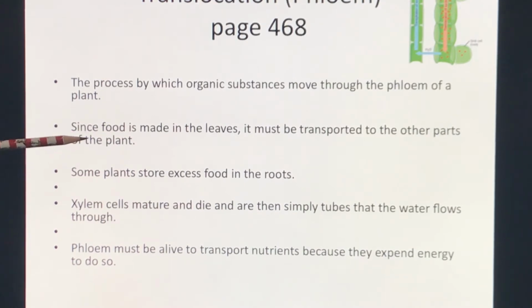Since food is made in the leaves, it has to be transported to other parts of the plant. So it may have to be transported down even as far as the roots, since some plants store excess food in the roots. And the phloem is responsible for this, and it must be live cells to transport the nutrients because they actually expend energy to do that. In contrast to the xylem cells, which when they're mature, actually die and simply provide tubes that the water flows through, the phloem is living tissue that will transport nutrients in all directions throughout the plant.